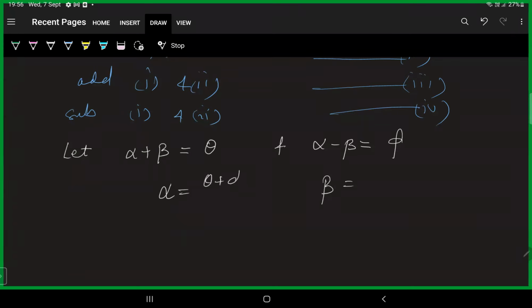Alpha is theta plus phi by 2. Beta is theta minus phi by 2.